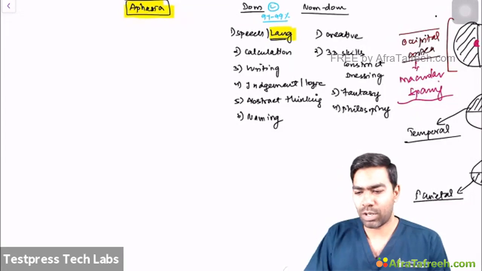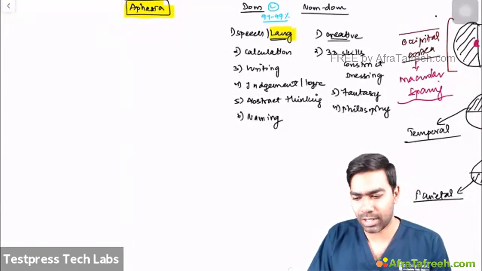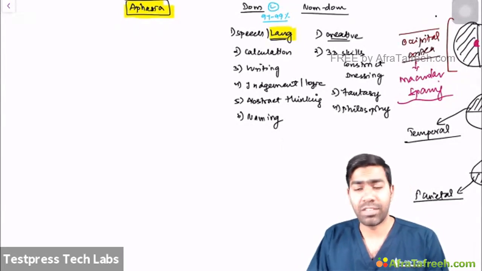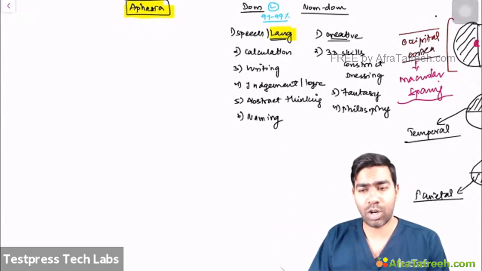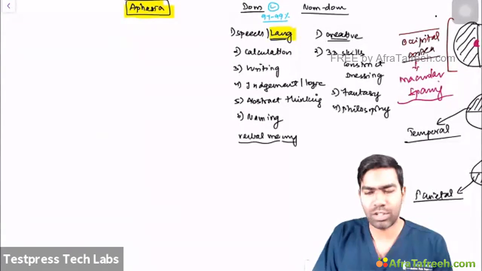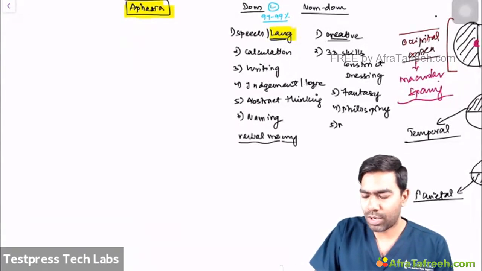So that first point of non-dominant is actually creative thinking. So creative and three-dimensional skills, fantasy, philosophy, even music. Music is actually coming from the non-dominant hemisphere. So I can tell verbal memory. Verbal memory means speech-related memory, which is a function of the dominant hemisphere, and then non-verbal memory.